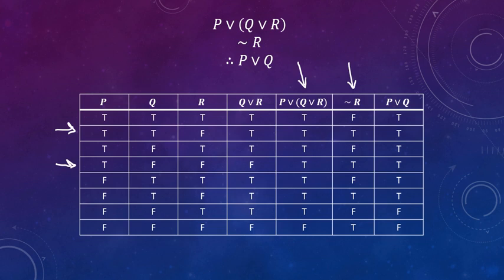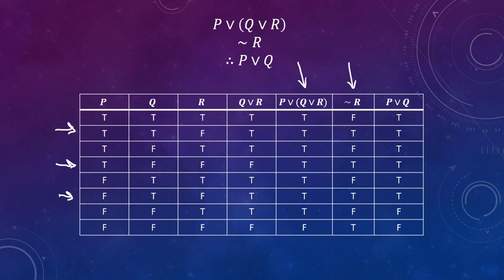Fifth row, true and false, don't care. Sixth row, true and a true, another one of my critical rows. And then row 7, true and false, don't care. Eighth row, false and true, don't care. So we have three critical rows that we have to look at, the second, the fourth, and the sixth.